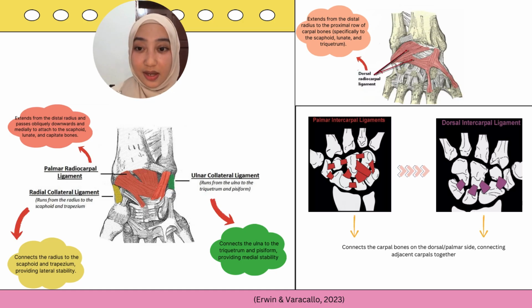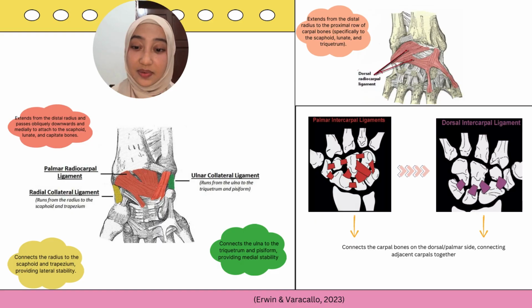In this slide, I will show you the main ligaments that are involved in the wrist movement. The first one is the palmar radiocarpal ligament. It extends from the distal radius and passes obliquely downwards and medially to attach to the scaphoid, lunate, and capitate bones. The second one is the radial collateral ligament.